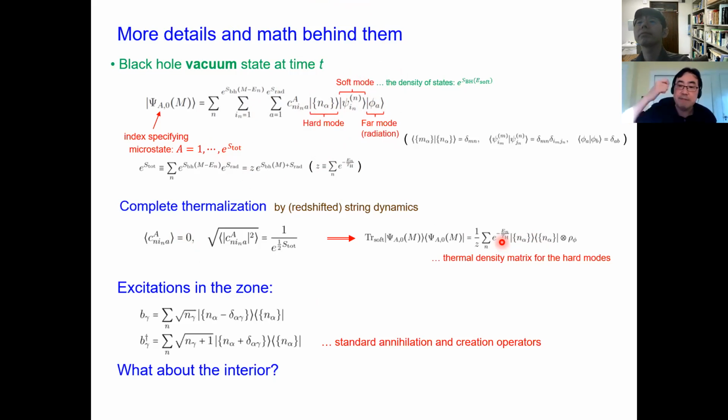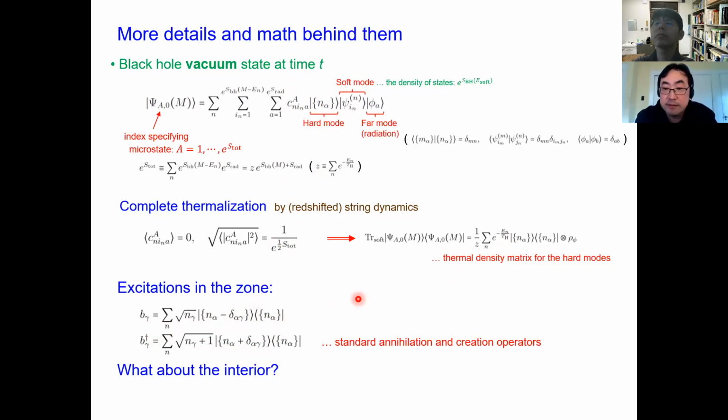And now, how to describe excitation on top of it. For the hard mode, namely the object in the zone, it's obvious. Usual creation annihilation operators for this. So the occupation number n becomes one smaller if you act with B for a particular mode gamma, and B dagger will increase it by one, for any particular gamma. And the far mode is even more obvious. That's just the far zone. It's just the A and the usual thing.